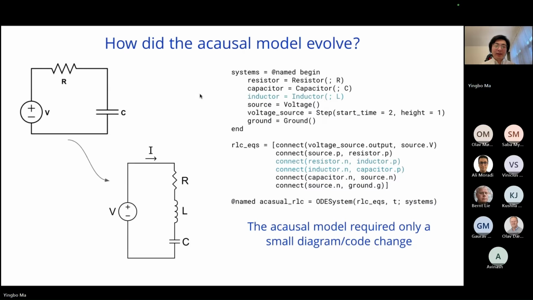And just to reiterate, adding an inductor in an acausal modeling framework just requires instantiating the physical model and connecting them properly. So a simple modification in the physical model corresponds to a simple modification in the computer model if we are using the acausal modeling approach. So that's the power of the acausal modeling approach, right?